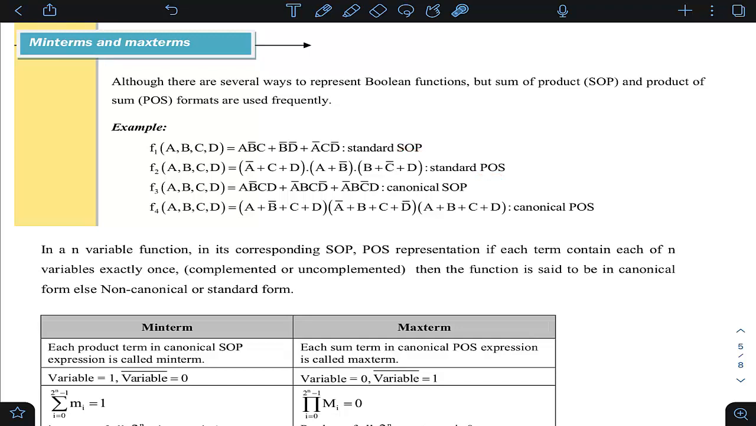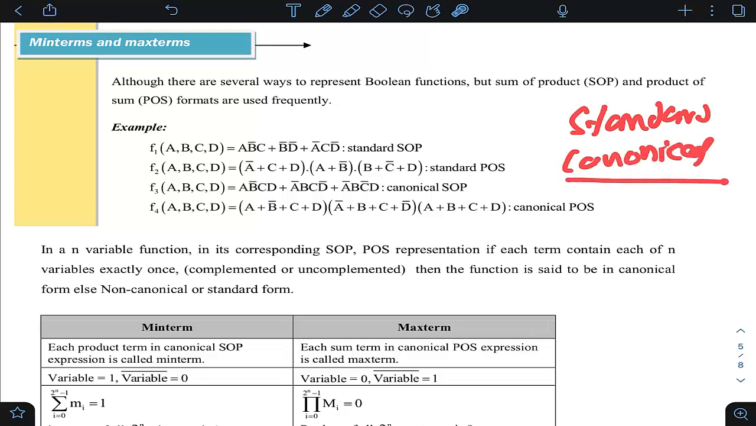But in this SOP and POS, again there are two categories. One is known as the standard form and one is known as the canonical form. What is the difference between standard and canonical form?